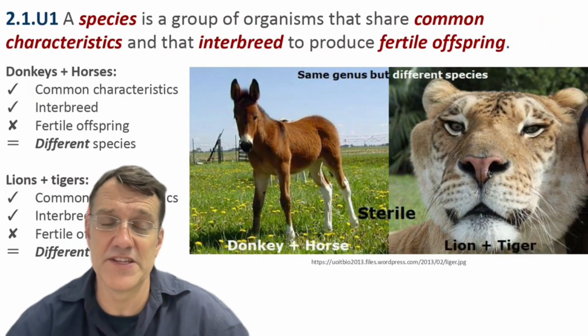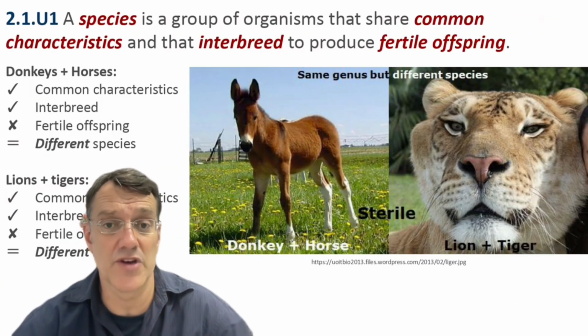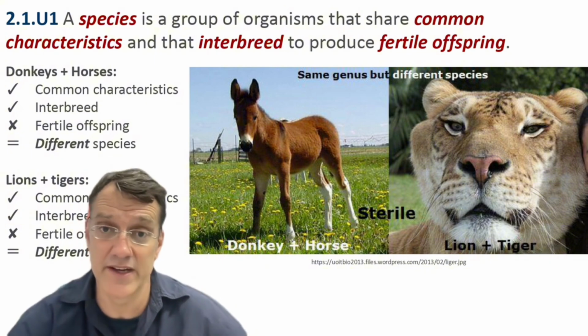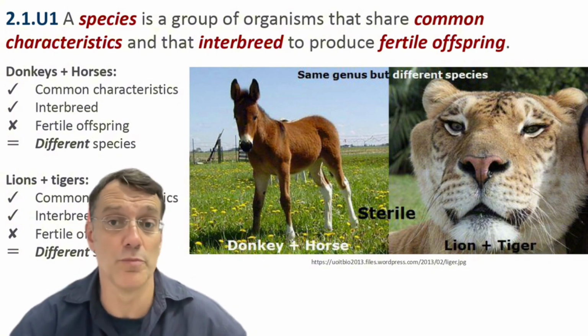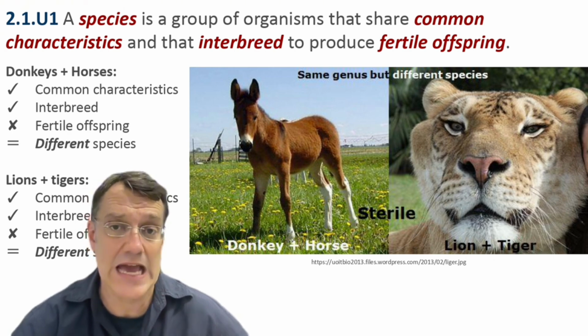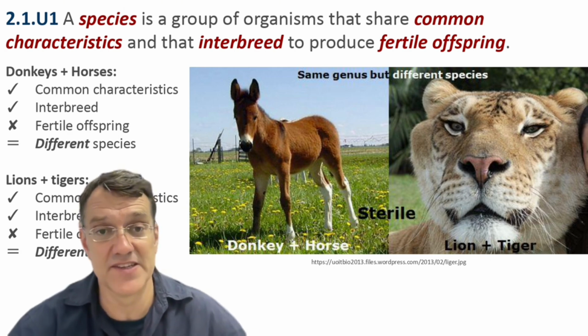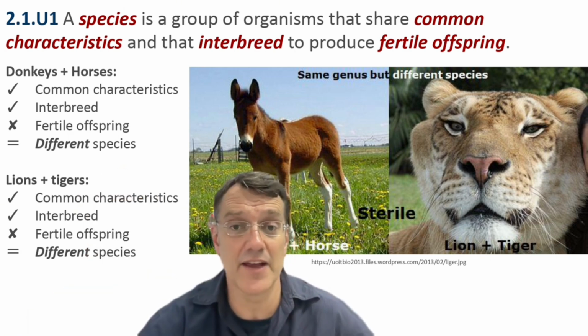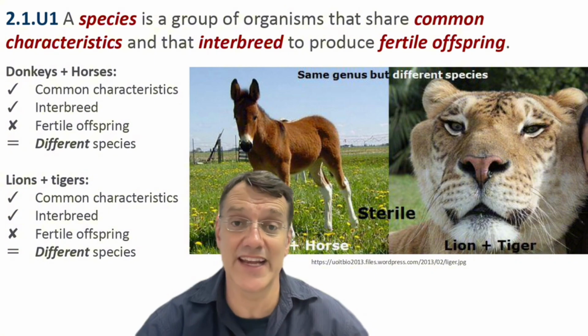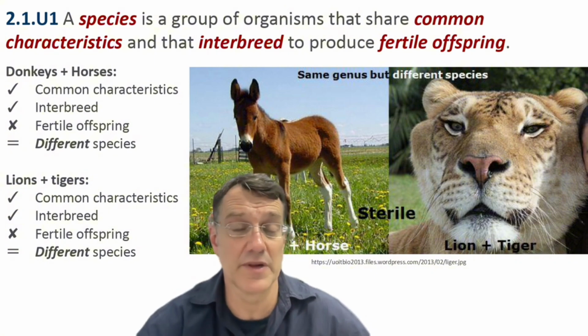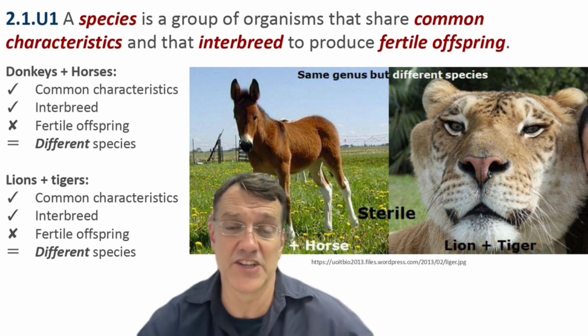Now, let's look at different species. Donkeys and horses share common characteristics and can interbreed, but their offspring, called mules, are infertile. That means that the mules cannot have offspring. Therefore, horses and donkeys are different species. Similarly, lions and tigers can produce hybrid offspring like ligers, but these hybrids are typically sterile as well. The inability to produce fertile offspring is a key indicator that we're dealing with different species.